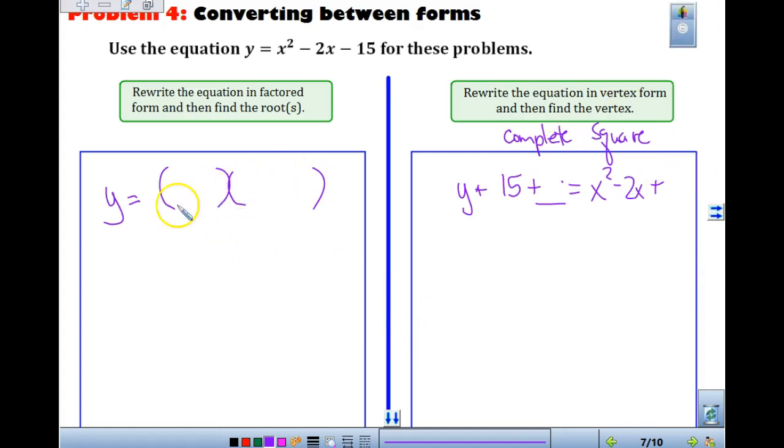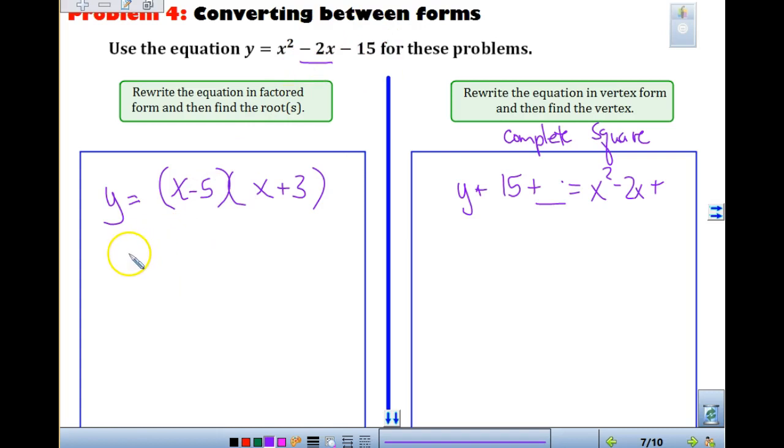Someone tell me what you have, raise your hand, what you have for your 2 factors. What do you have? Negative 5 and 3. So we're going to have x minus 5, x plus 3. Got to get a negative 2. Negative 5 times 3 multiplies to give us a product of negative 15 and adds to negative 2.